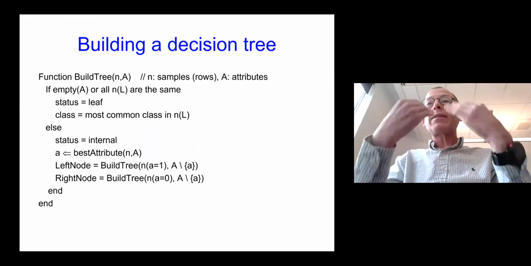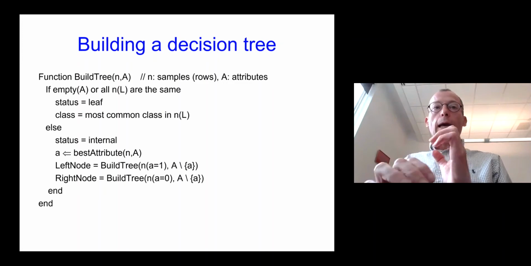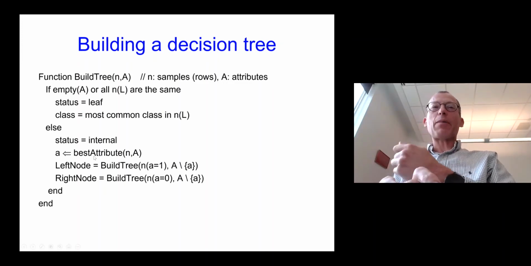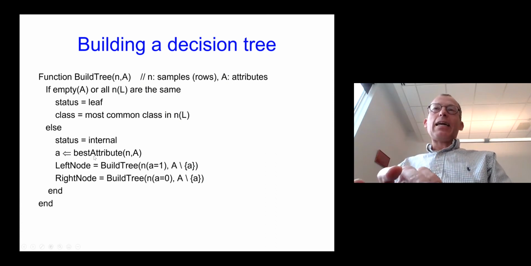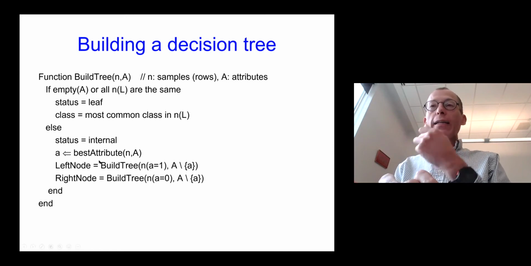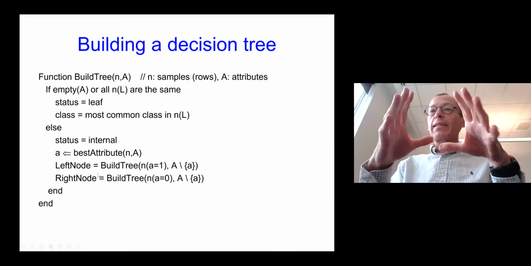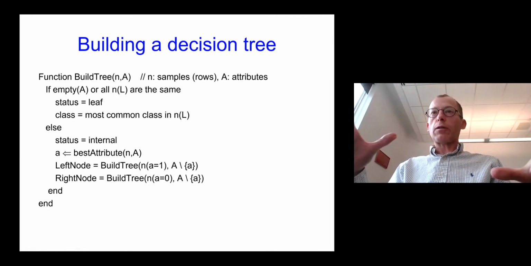And the question is, what is the next question we want to ask? And we find the best attribute. How do we do it? That will be the rest of the lecture. But basically, that's the goal of the decision tree learning algorithm, to find the next best question. And once we do that, we split the samples based on that question.